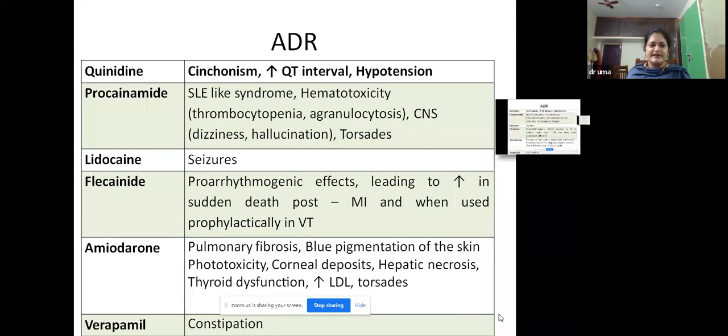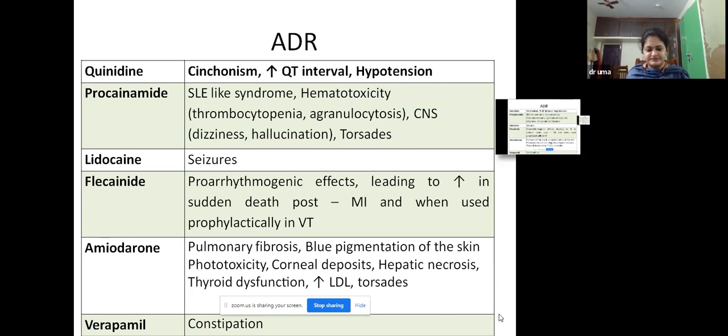So quinidine, the main common adverse effect is cinchonism, that is, hearing defects will be there with quinidine. Procainamide will produce hematotoxicity and SLE-like syndrome. Lignocaine is proconvulsive, it causes seizures. Flecainide is proarrhythmogenic.